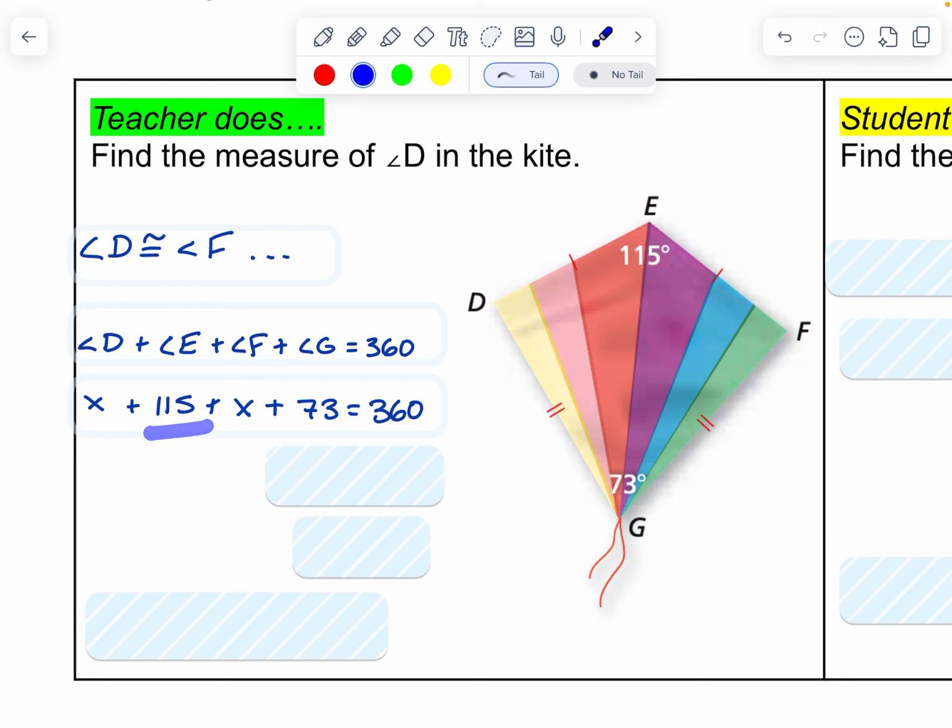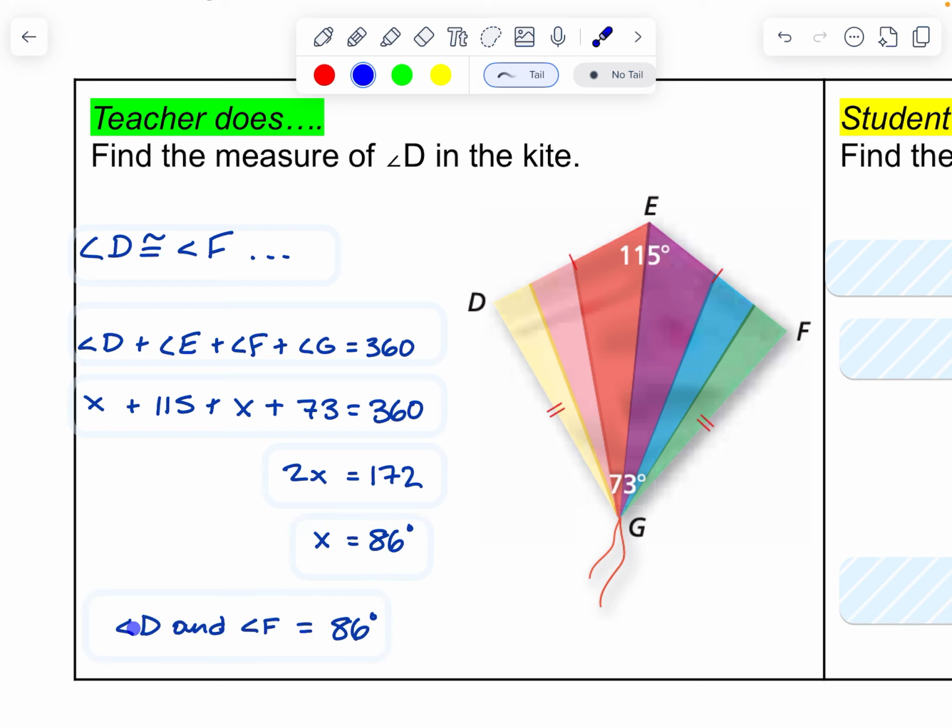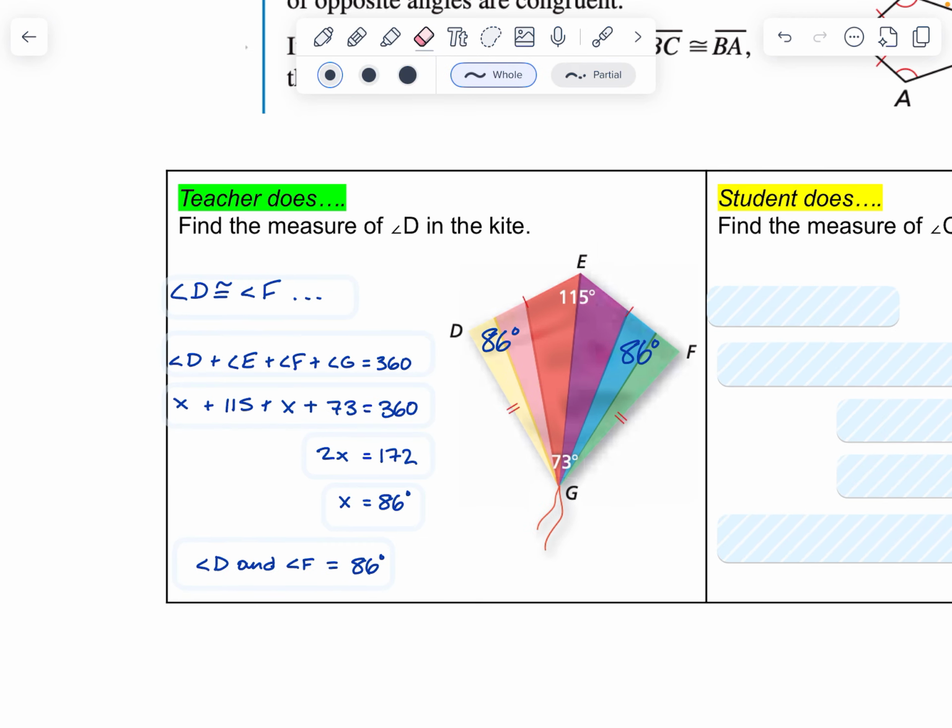Angle E is 115. Angle G is 73. 2X is equal to 172, right? That's just isolating my X, combining them together. X is equal to 86. So angle D is 86 and angle F is 86 degrees. Those are my opposite angles that are congruent.